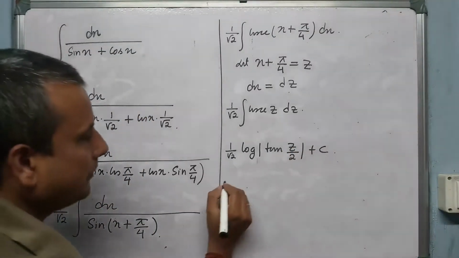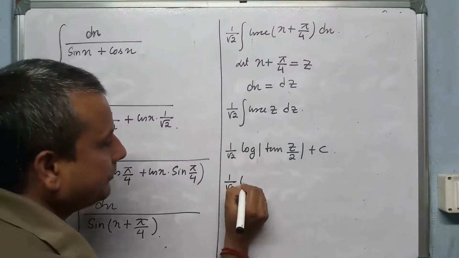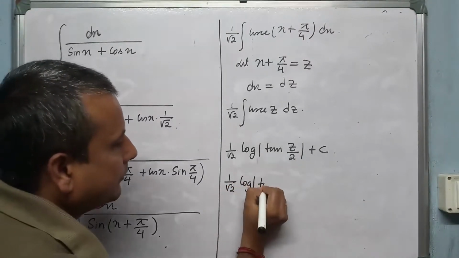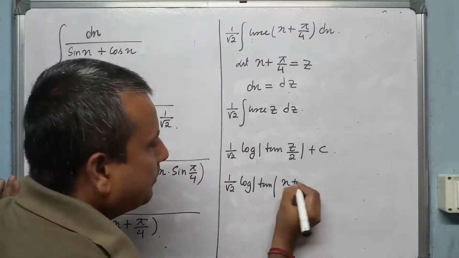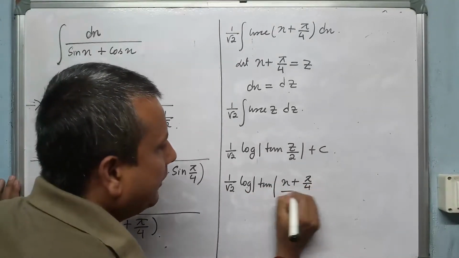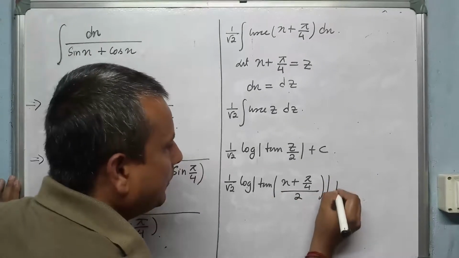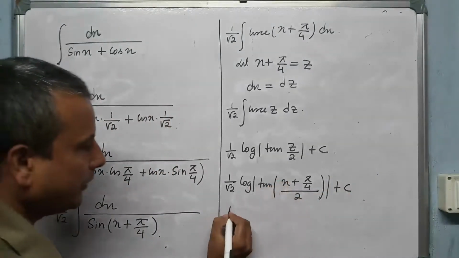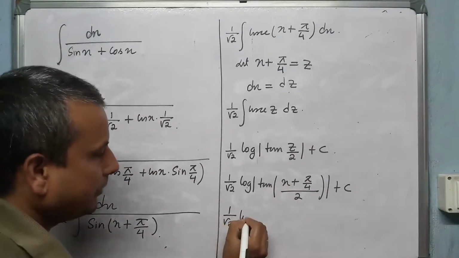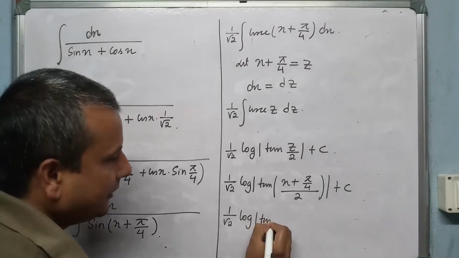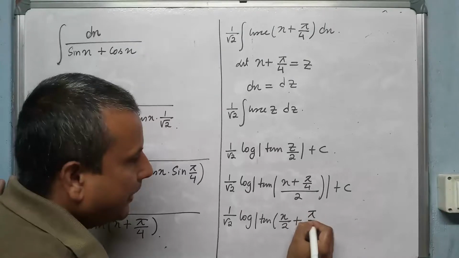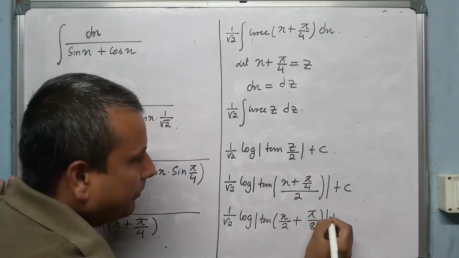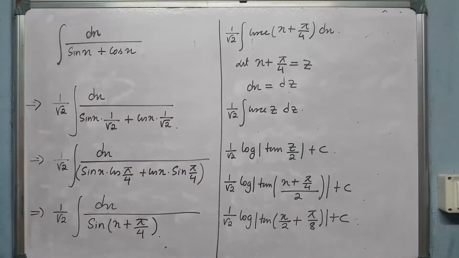Now substitute the value of z. The value of z is x plus π by 4 divided by 2, plus c. Now divide 1 by 1, and you will get the perfect answer: tan of x by 2 plus π by 8, plus c. This is your required answer.